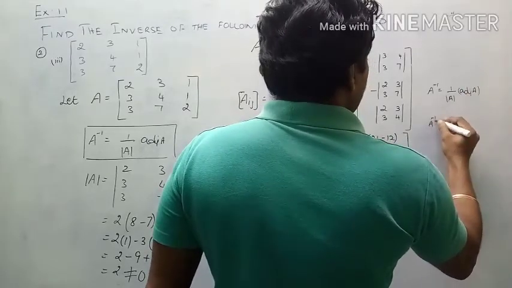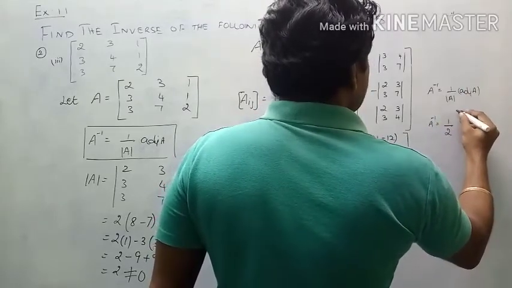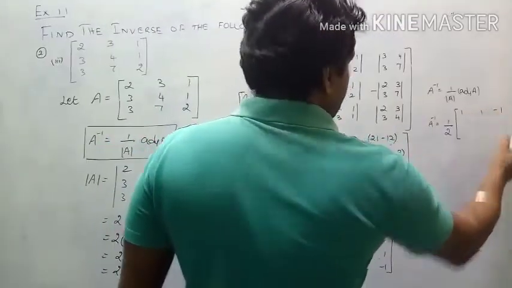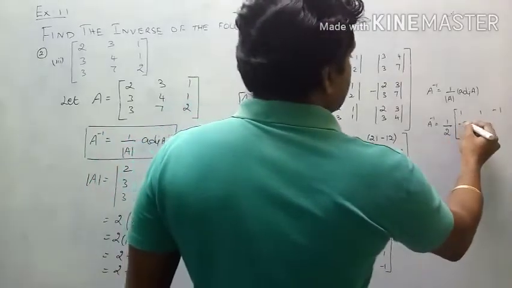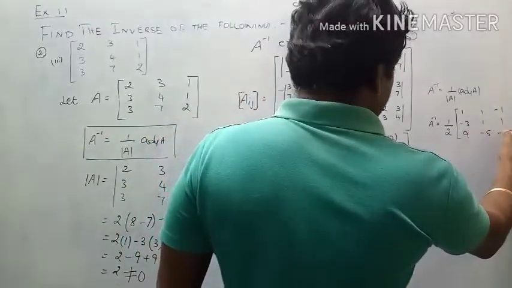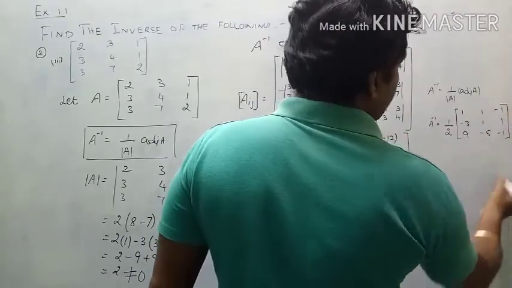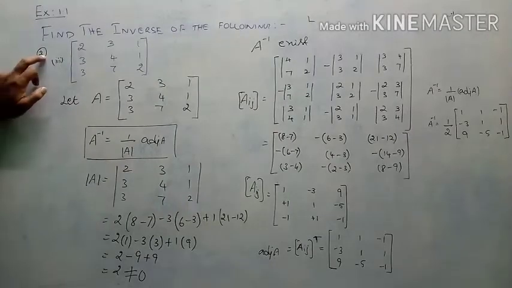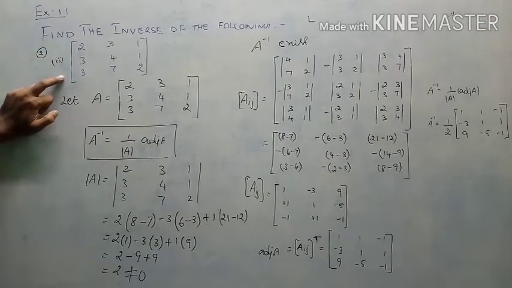Okay. What is determinant A? This is 2. For adjoint A, I have 1, 1, minus 1 in the first row, minus 3, 1, 1 in the second row, 9 minus 5 minus 1 in the third row. That's all. See, in this case, we are finding the inverse for a 3 by 3 matrix.